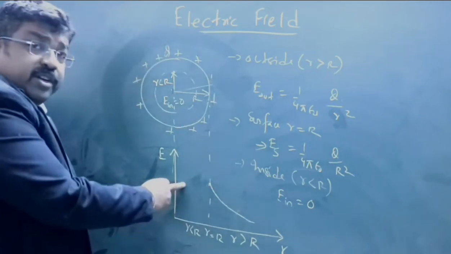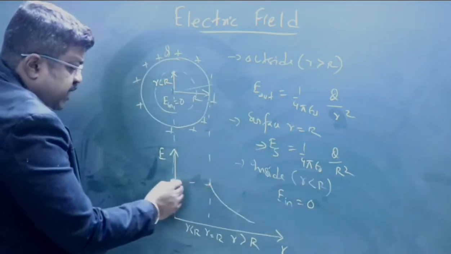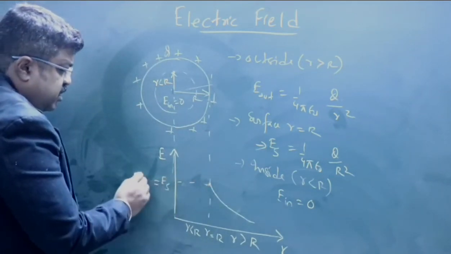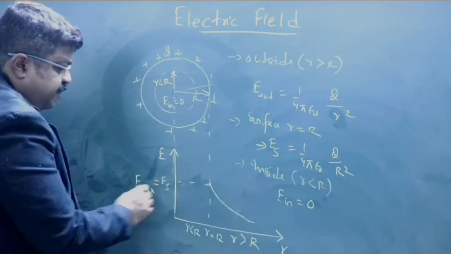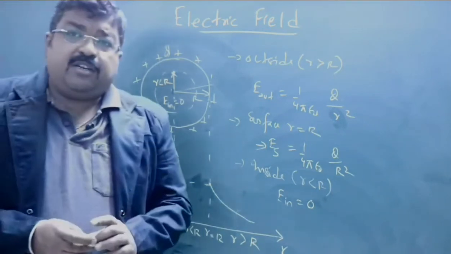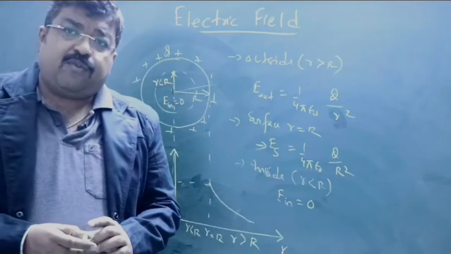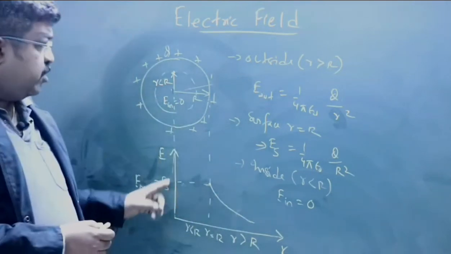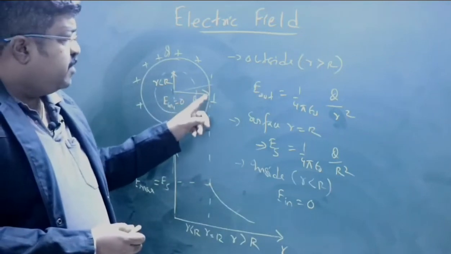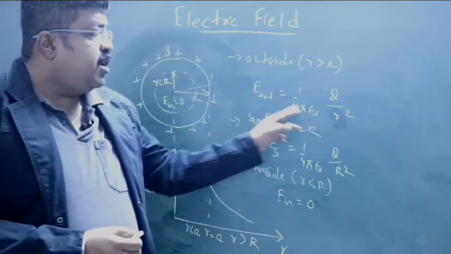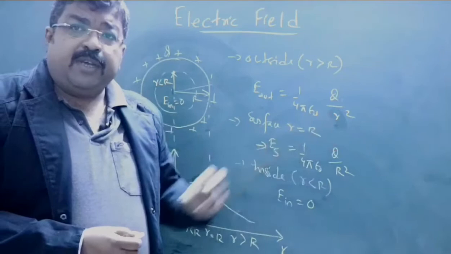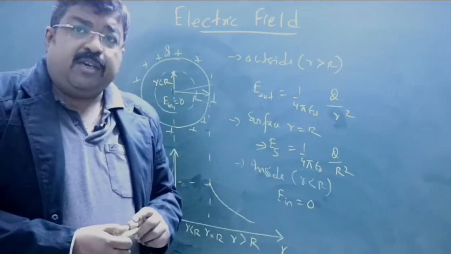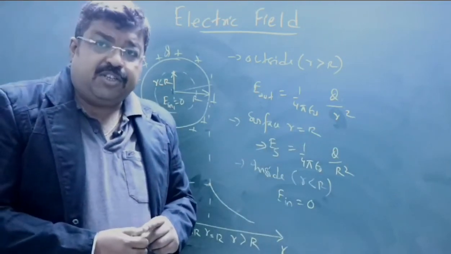So inside there is no electric field. On the surface, electric field is maximum. So this E S is equal to E max. Okay, so for a uniformly charged spherical shell, electric field intensity will be maximum on the surface, and outside the surface it will keep on decreasing because E out is inversely proportional to r square. Okay, so this is the behavior of electric field due to a spherical shell.